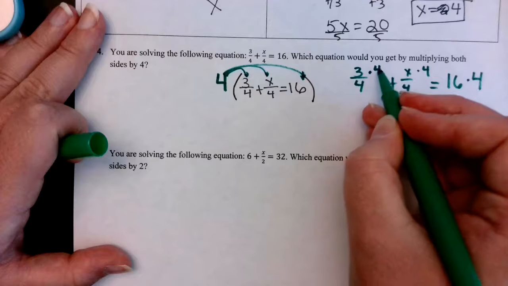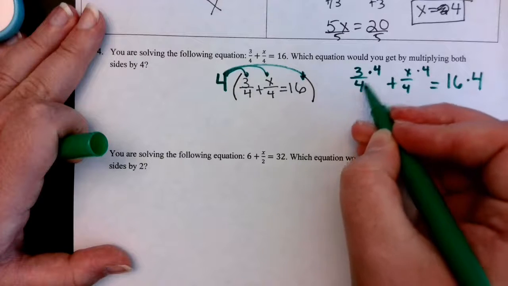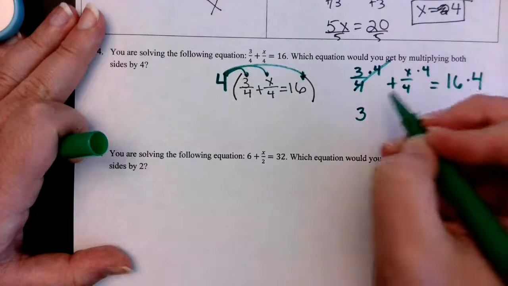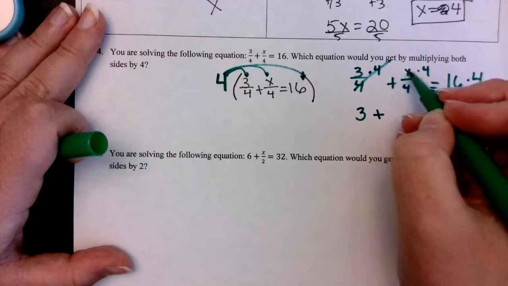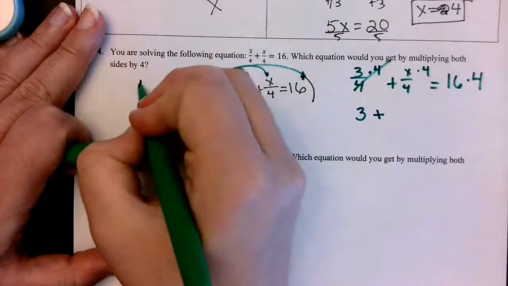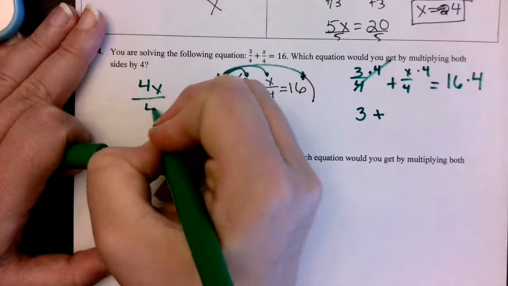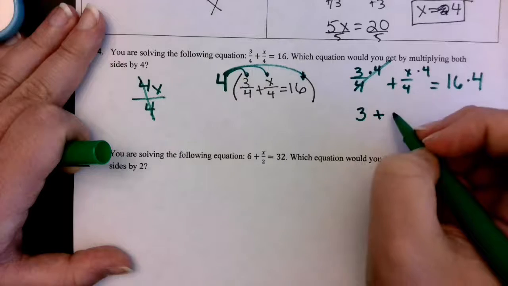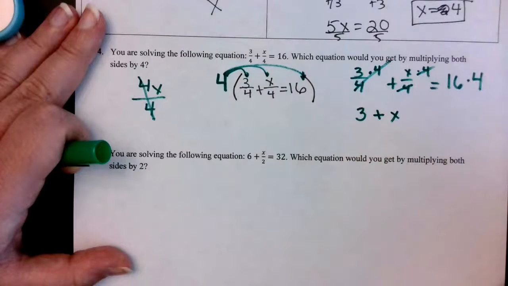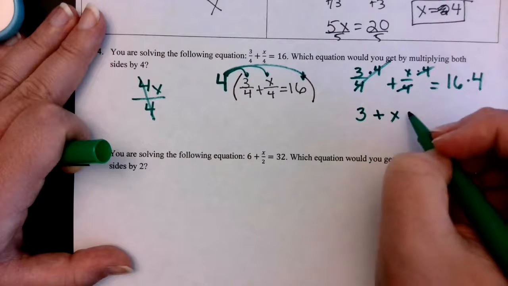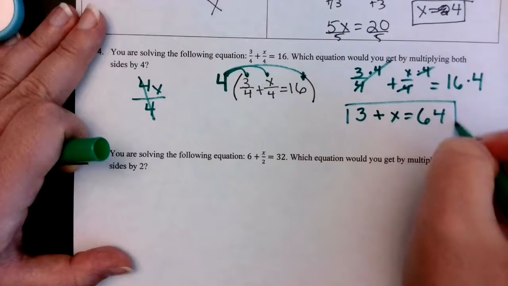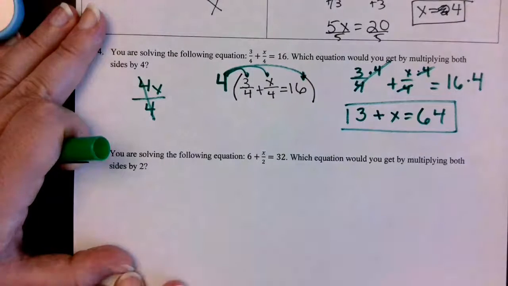So 3 times 4 is 12. 12 divided by 4 is 3. You also notice you can just cancel out those two 4s. X times 4 is 4x. I'm going to write this one over here just so you can see it. Over 4. Those 4s simplify to just 1, so it's just going to leave an x. You also notice they can go away and simplify over there. And 16 times 4 is 64. So this is what that equation would look like.